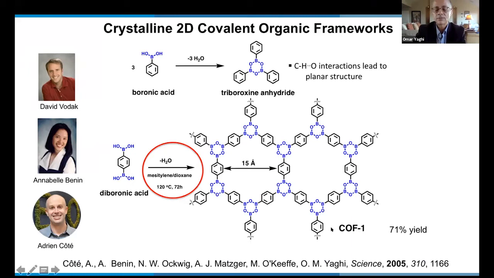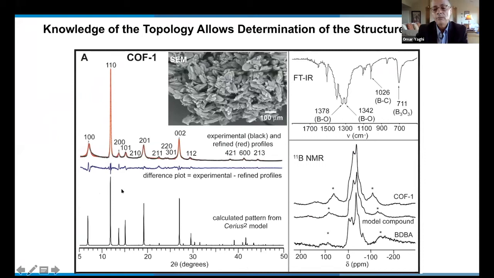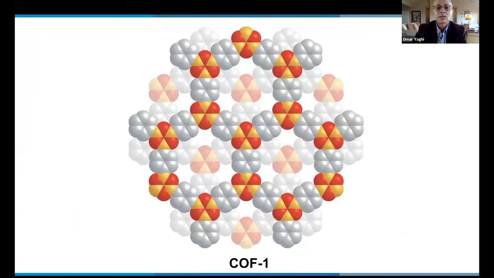And we showed that, and with COFs, it's nice because you can predict the structure. This is the X-ray powder diffraction. In this case, this is a calculated X-ray powder diffraction. This is the experimental X-ray powder diffraction. And we use various spectroscopies to make sure that we know that the linkage has formed and the right bonds are forming. This is the structure of COF-1.